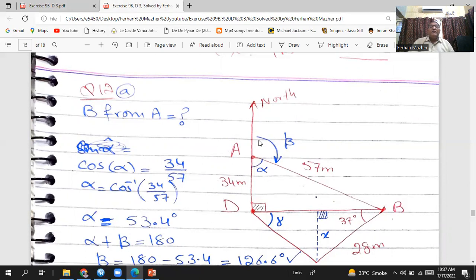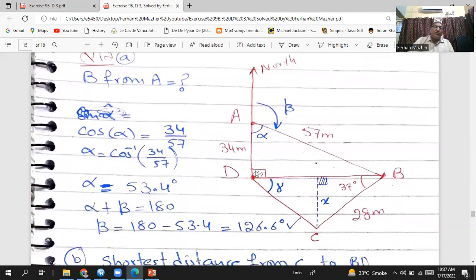This beta angle will be, because they are adjacent angles on a straight line, their sum will be 180. So alpha plus beta equals 180. So beta will be equal to 180 minus 53.4, so you will get 126.6 degrees. So the bearing of B from A will be 126.6 degrees. This is how you will find the bearing.